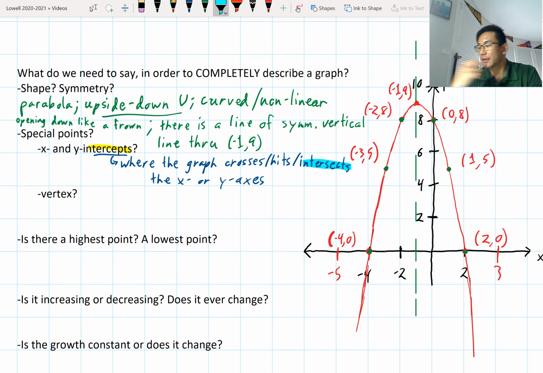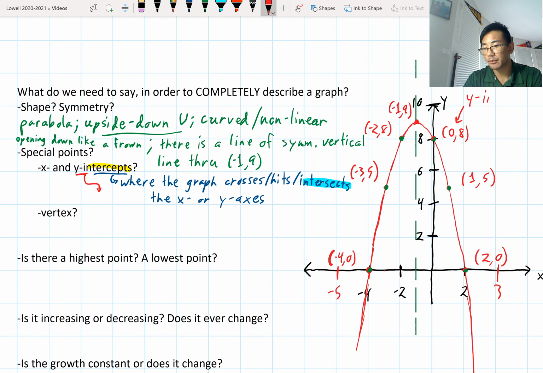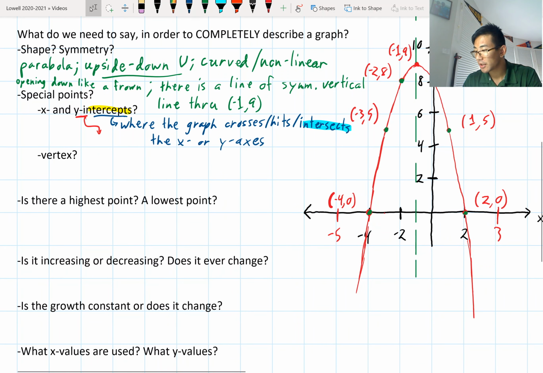Okay, so where does this graph cross our axes? Well, this one's very interesting because the y-intercept, oops, sorry, my graph's getting a little messy here. I'm going to answer this question in red. The y-intercept, we can see, is right here at 0,8. Let me scooch that down so you can see. That's our y-intercept. Y-int is how I abbreviate it. So it has a y-intercept at 0,8.